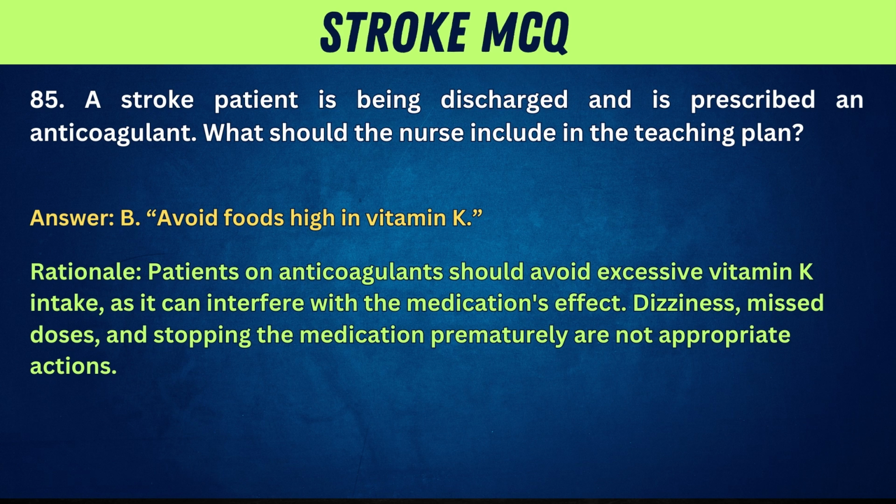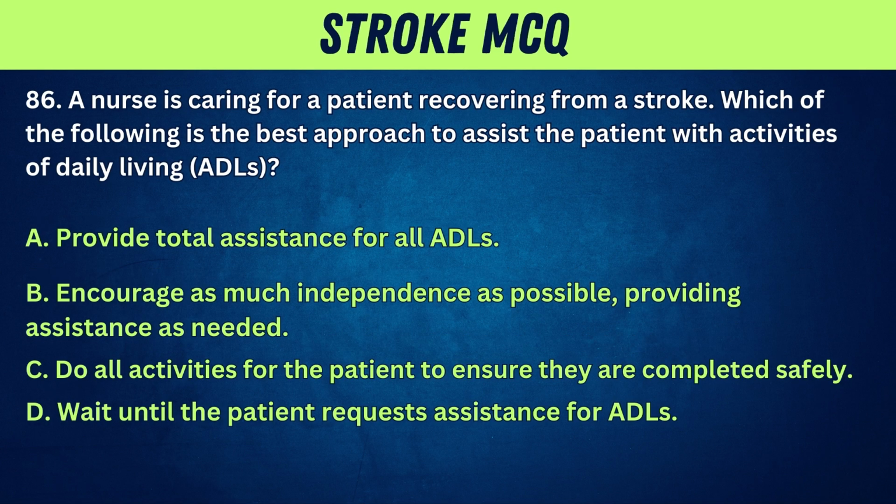Answer: B. Avoid foods high in vitamin K. Rationale: patients on anticoagulants should avoid excessive vitamin K intake, as it can interfere with the medication's effect. Dizziness, missed doses, and stopping the medication prematurely are not appropriate actions.